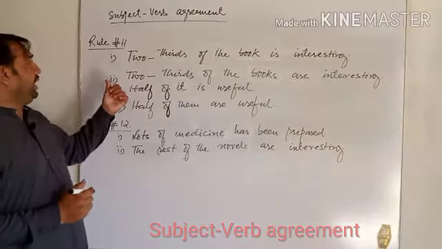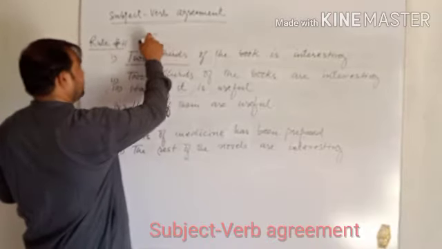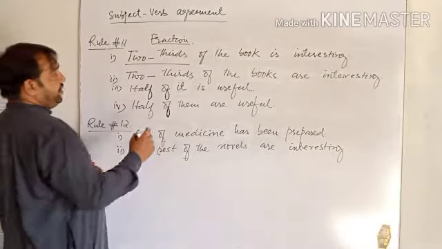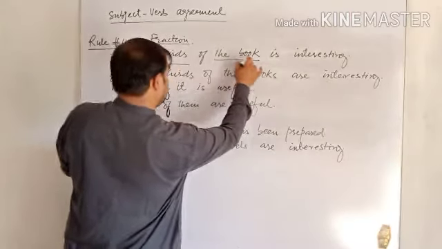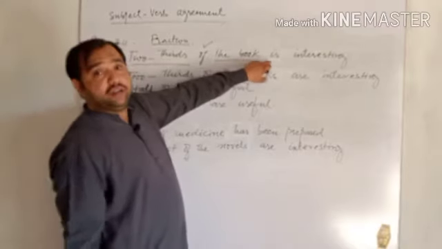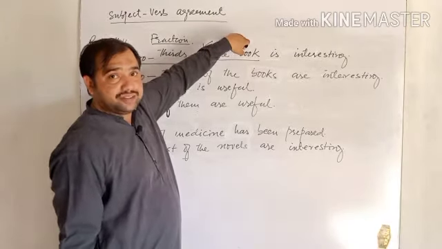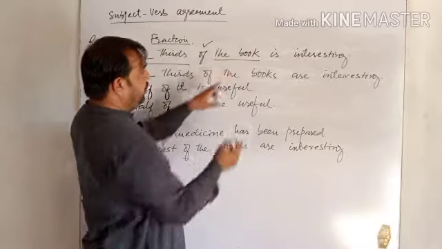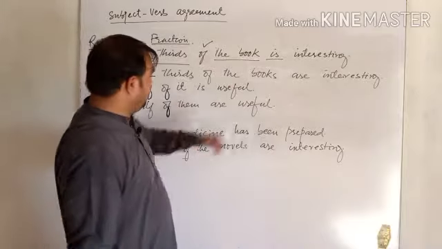According to rule number 11, if our subject starts with a fraction, the verb will agree with the last subject which is used after a preposition. Means the verb will agree with the last subject, whether it is singular or plural. Here, after a preposition, we have a word which is singular, so we need to add a singular verb with it.